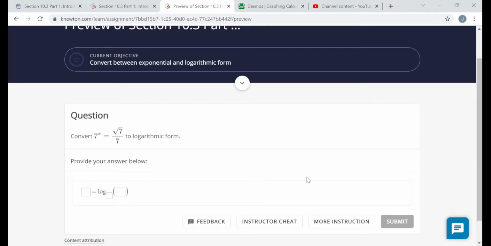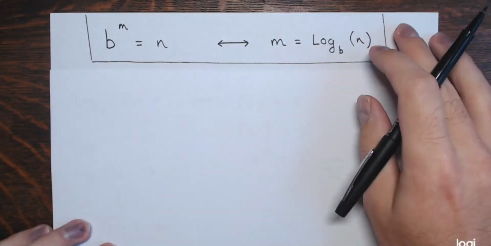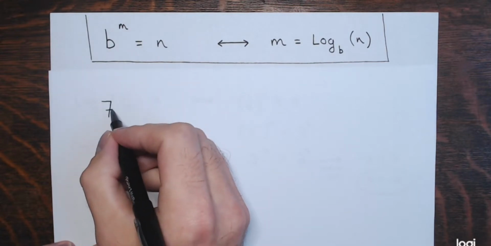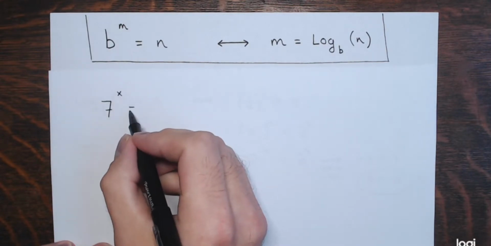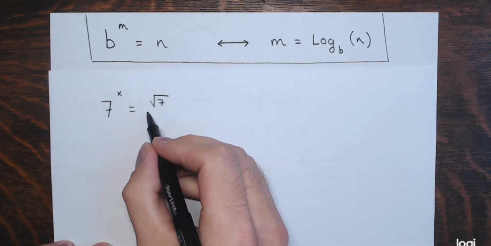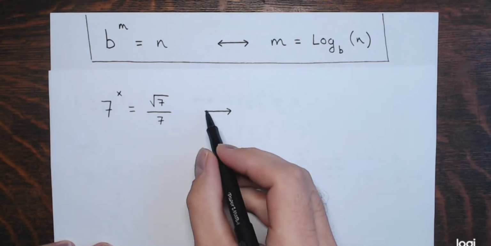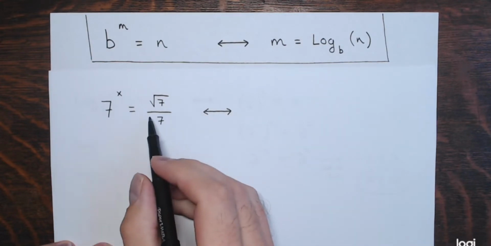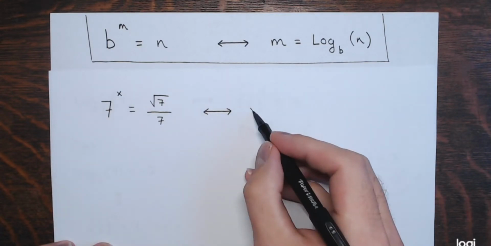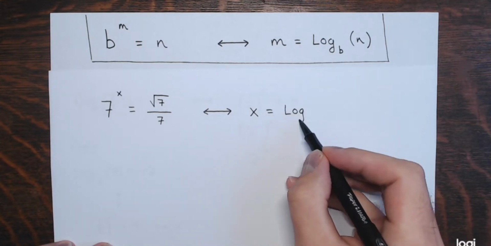Alright, so I'll go back to my paper where we have the conversion up top here. So we're given an expression in exponential form, right? 7 to the x power equals the square root of 7 divided by 7. And this statement here is equivalent to the following. Remember, the exponent, x, is the logarithm. So x equals the log.